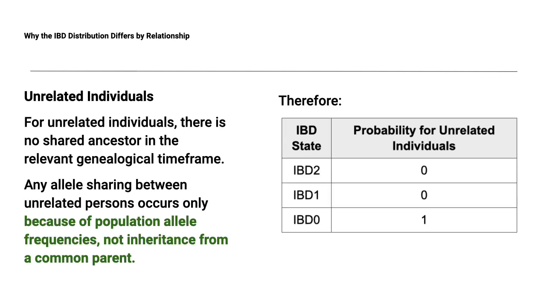For unrelated individuals, there is no shared ancestor in the relevant genealogical time frame. So IBD2 and IBD1 have zero probability for unrelated individuals. Any allele sharing between unrelated persons occurs only because of population allele frequencies, not inheritance from a common parent.